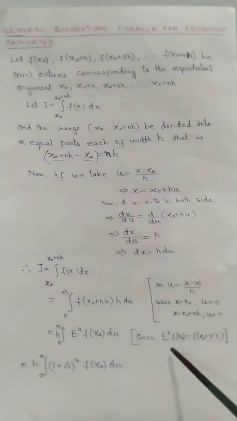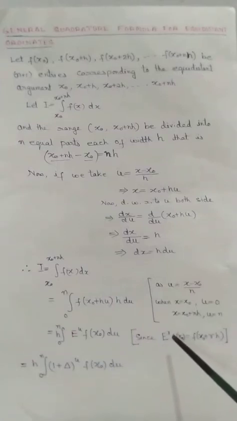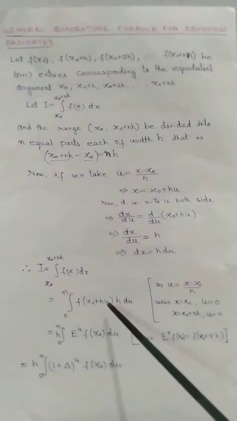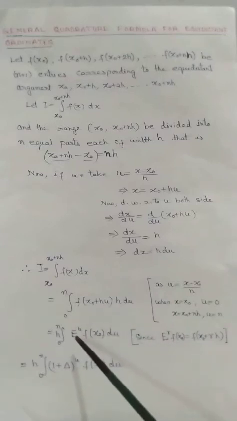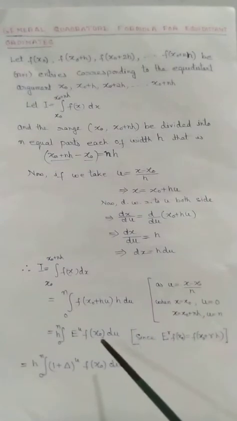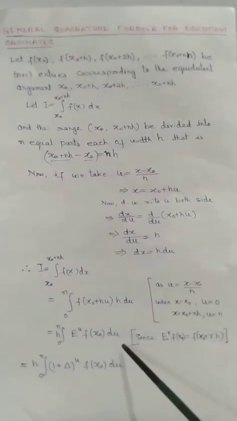Now we can write this in E form. As we know, the general formula of the E operator is E raised to the power r of f of x naught equals f of x naught plus rh. Here r is u. So we write E raised to the power u of f of x naught du.